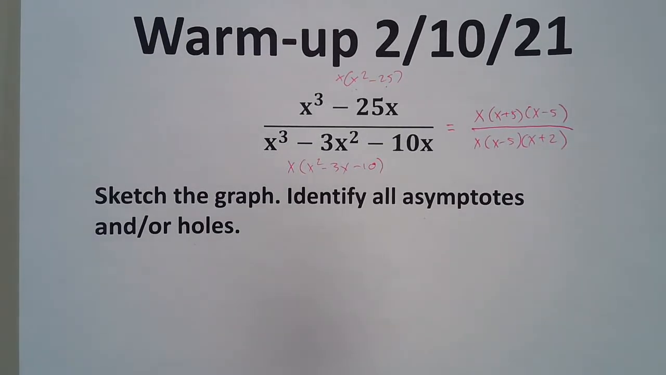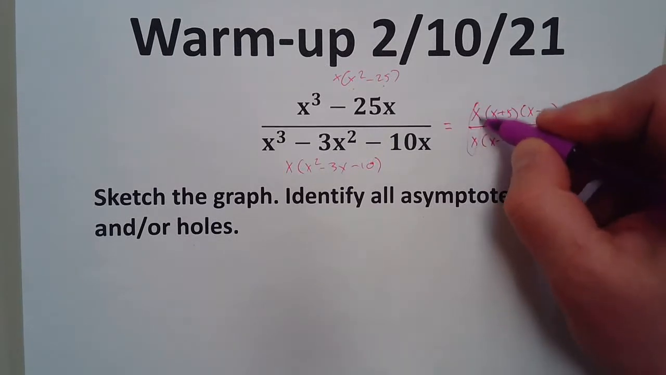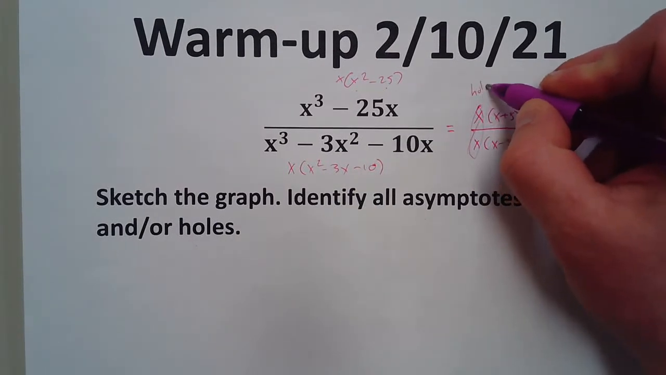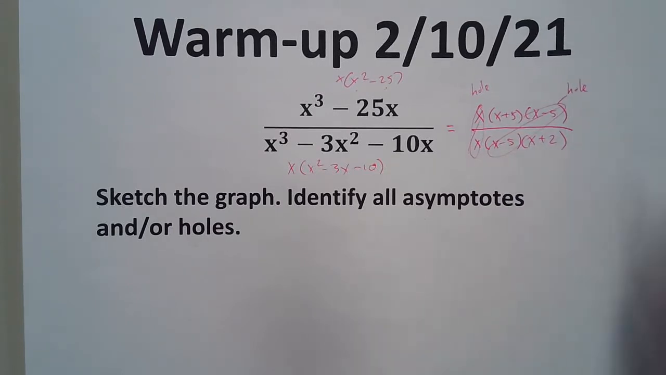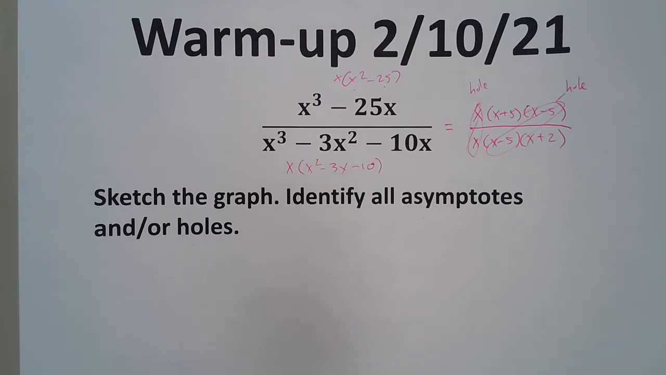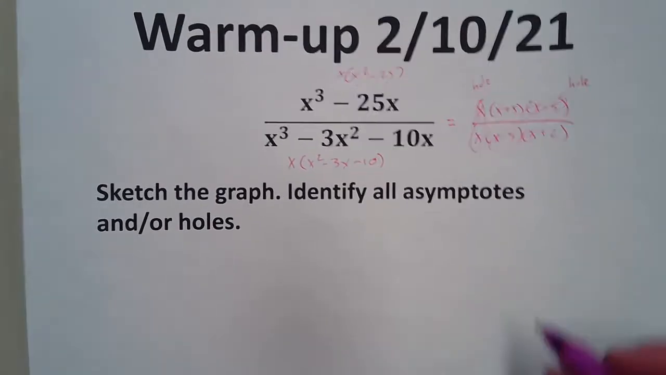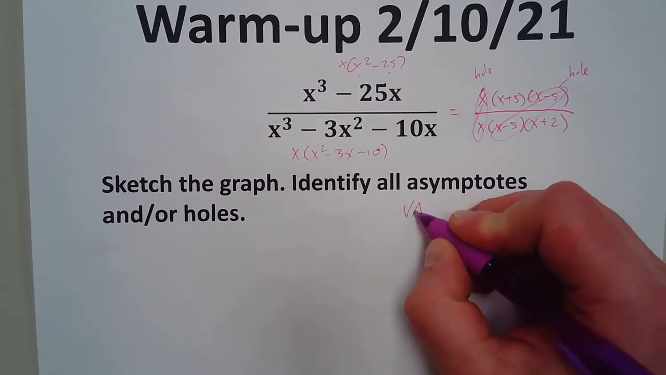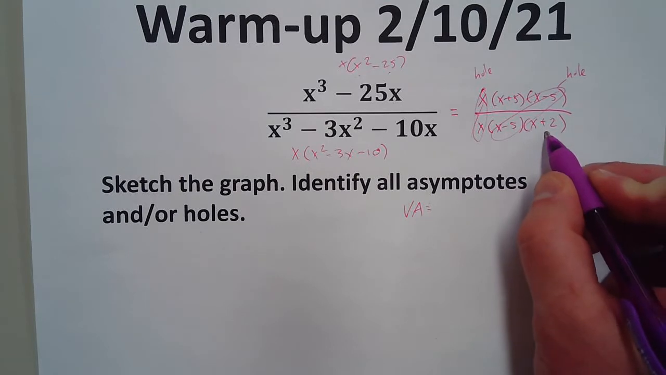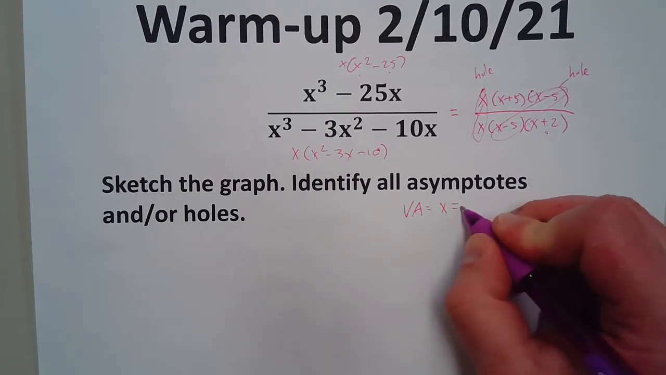And here we actually have what appears to be two holes. So we're going to have a hole right here because those are going to eliminate each other. We're also going to have a hole right here because those will eliminate each other. So it really just simplifies to the x plus 5 over the x plus 2. And so because of this, when we go to make our graph, we're going to have a vertical asymptote at just this one, so just x equals negative 2.